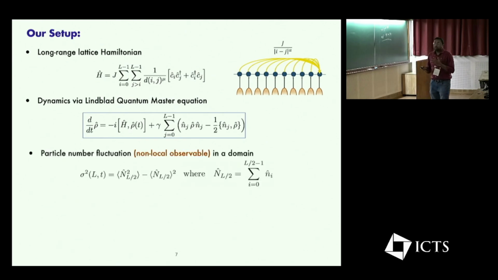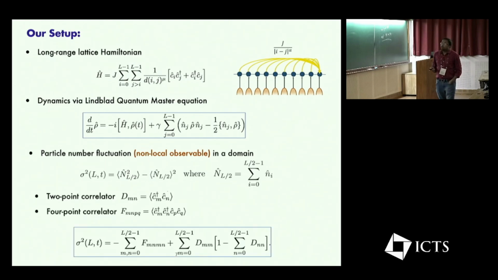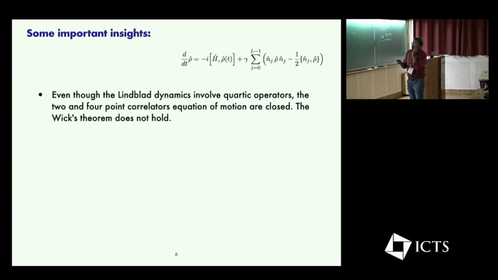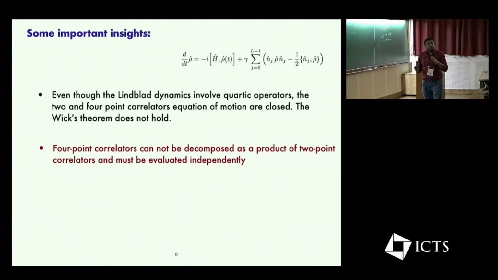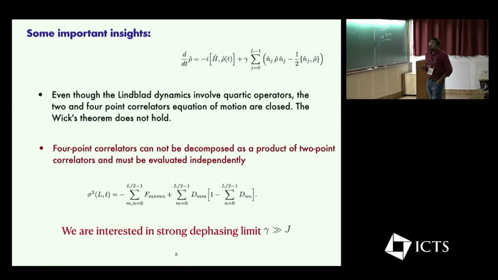And then you ask, what's the dynamics of the number fluctuation? Of course, it can be written in terms of 2-point and 4-point correlations, so you essentially have to compute these quantities. One good thing about this model is that the dynamics is very non-Gaussian because you have a quartic operator involved, but if you look at the 2-point or any n-point correlator, the equation of motion closes in n-point. So it doesn't generate the hierarchies you typically expect in an interacting system. Although Wick's theorem doesn't hold, n-point still closes in n-point. That's one big advantage of this setup.